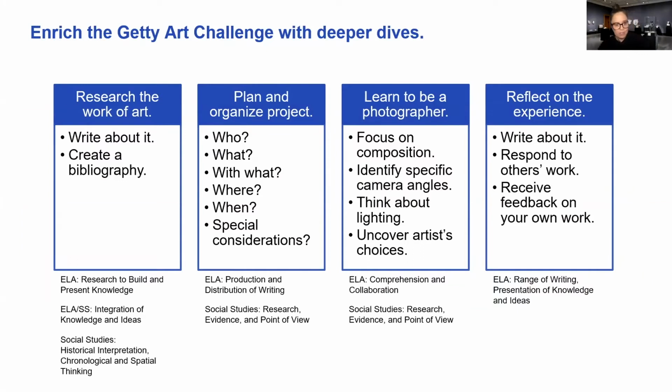And you'll see down below, I put some of the anchor standards that you could attach to this deeper dive. But you know, you could really have the research project be its own part. And then another one is plan and organize the project. Maybe that's kind of rule number two, right? Like, pick the 3 items and figure that out. So you could really build that out and expand on that, and have them plan out who, what, with what, where, when is this going to happen?